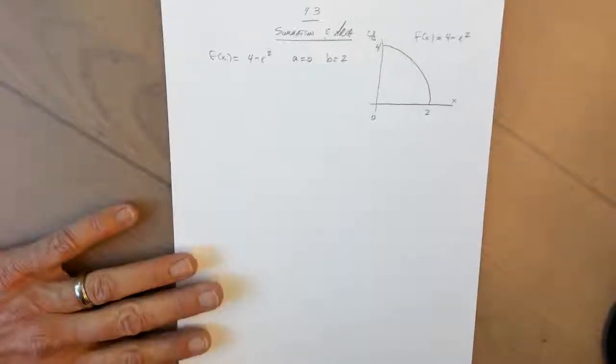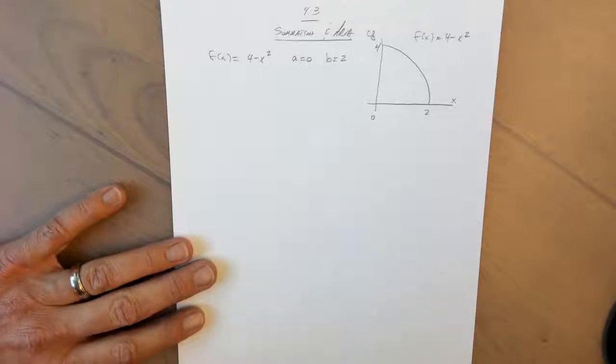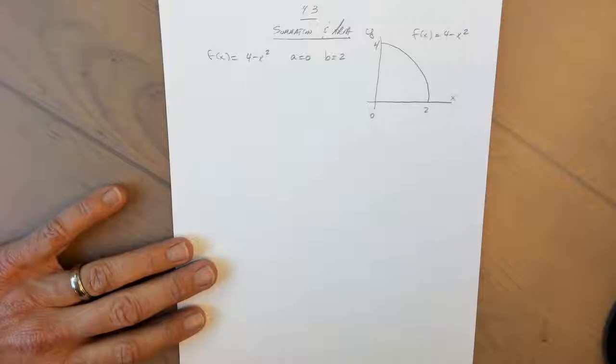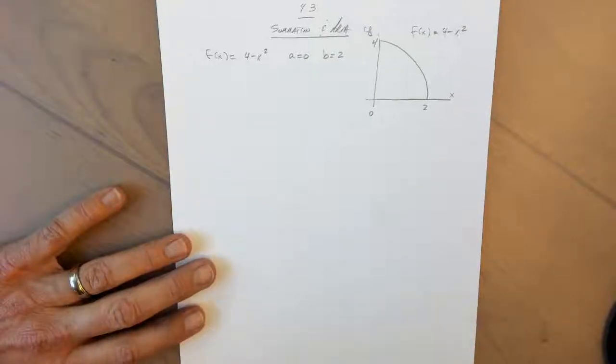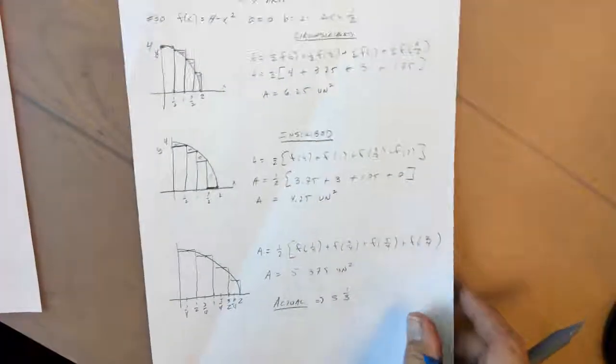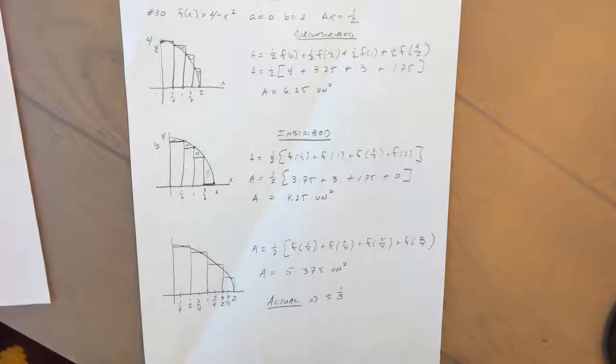In our previous video, we looked at this problem of summation and approximating the area under a curve using rectangles. We did inscribed, circumscribed, and midpoint using the function f of x equals 4 minus x squared. This is what the previous problem looked like, if you may recall. And I gave you the fact that the actual area was 5 1/3.